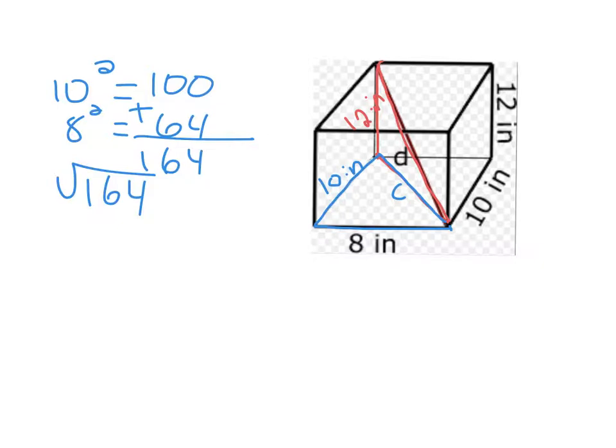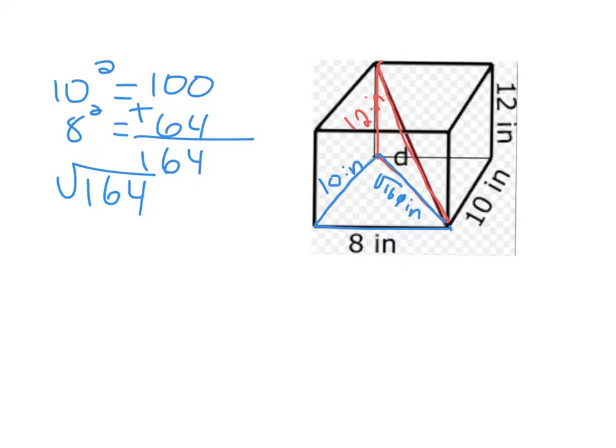I'm going to erase the side C label, and I'm going to label what we just found: the square root of 164 inches. I don't care what that's closer to, I don't care what it's between, and you'll see how it's easy to deal with that in a moment.